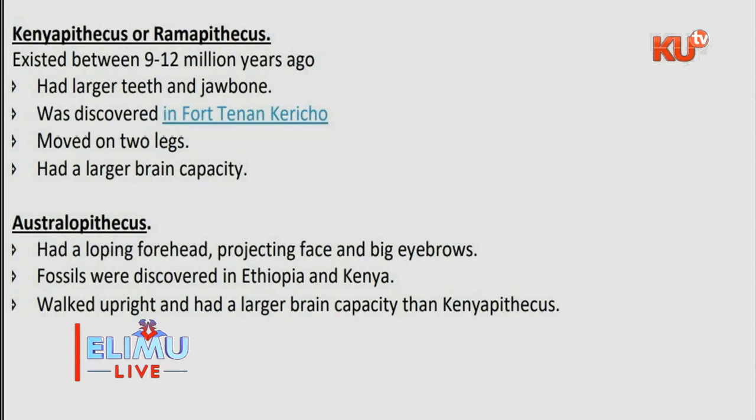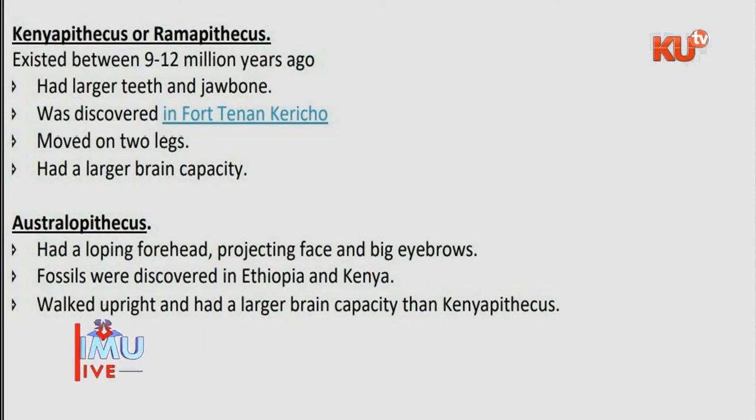And also, Australopithecus now becomes the 4th creature. His other name was Zinjanthropus, which also means southern ape.